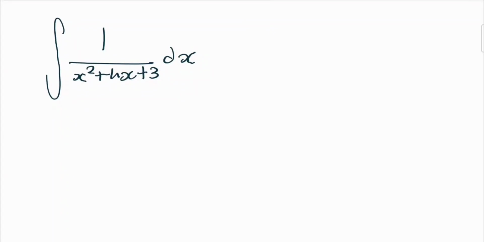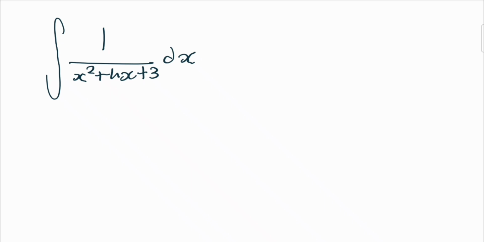Today's video is on something called partial fractions integration. Partial fraction integration is basically finding partial fractions of something so as to make it easier to integrate. So our first equation today is the integral of 1 over x squared plus 4x plus 3 dx.